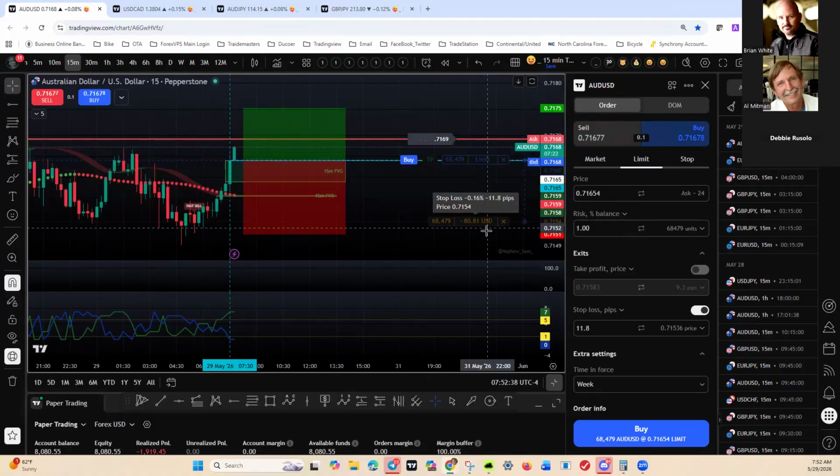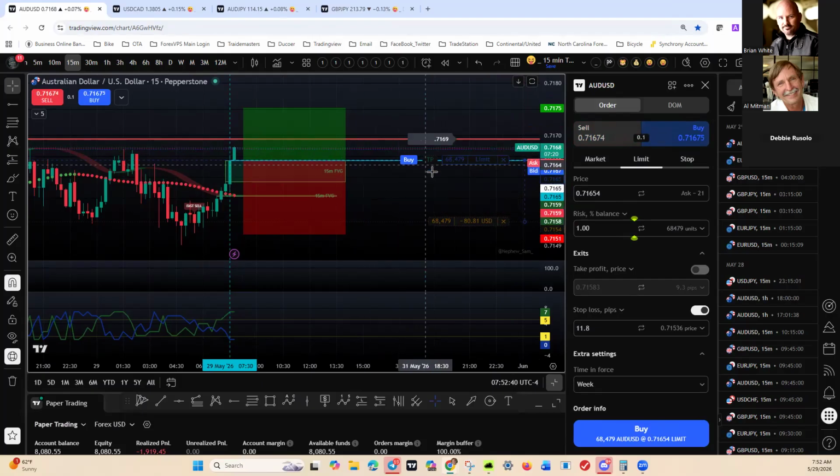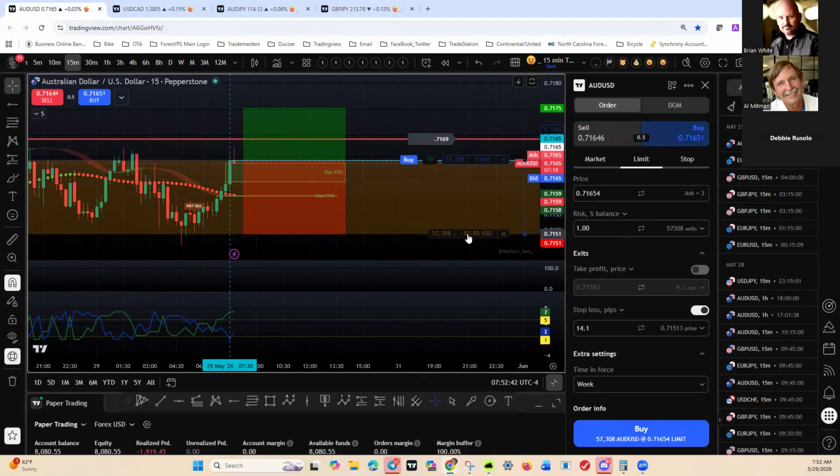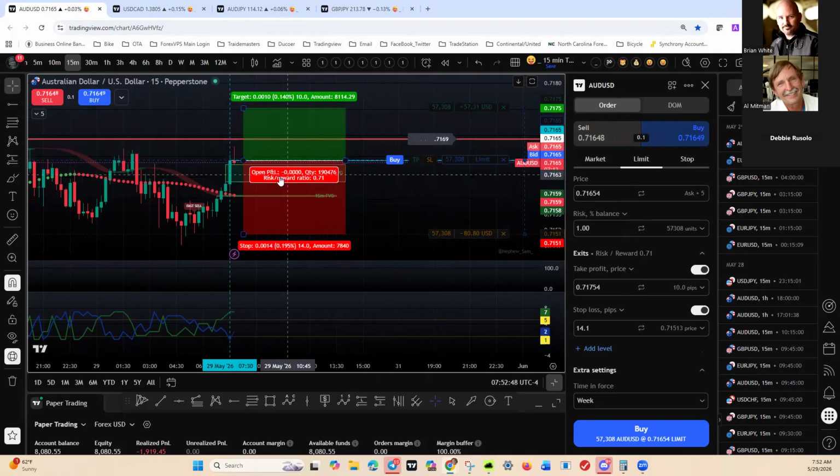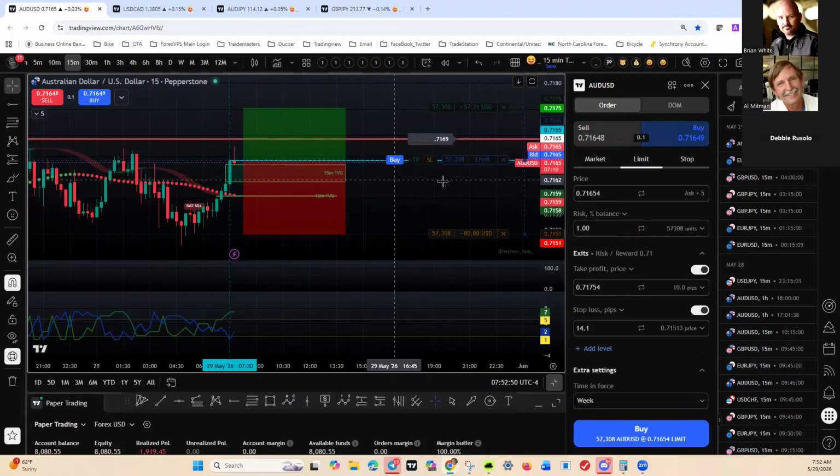This is my entry. I have it all set up. I have my stop. There's my 10 pip target. So if I get the trigger, I'm all set to go. Now, I'm not taking any trades yet, I'm just getting things ready.